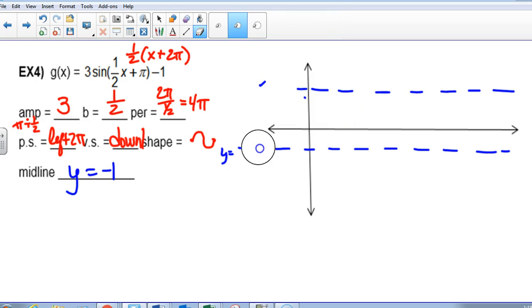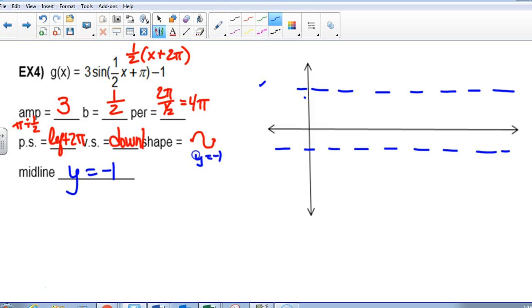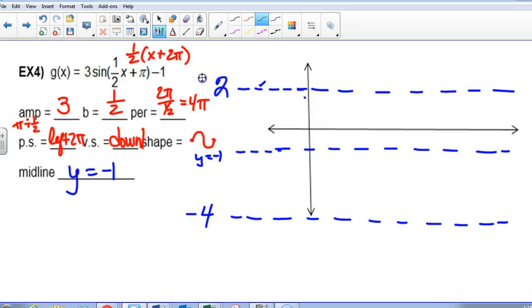I'm not doing a very good job here because we want to shift this to the left, don't we? So I'm going to write these over a little further. The maximums are at 2, and the minimums, anybody? 3 below -1 would be -4. All right. I was kind. I didn't make this one too tricky. If you take the period and you divide it by 4, what happens? We get to count by pi.